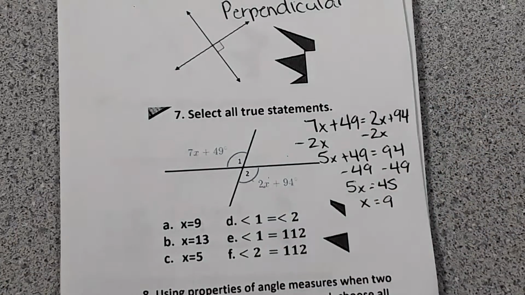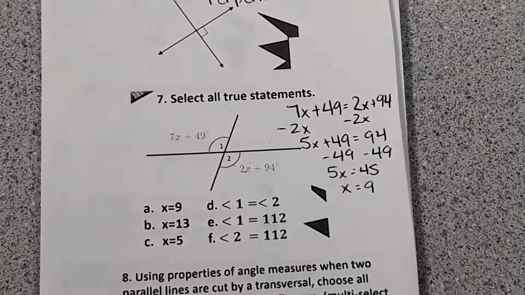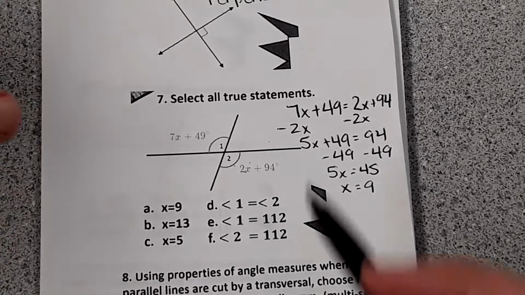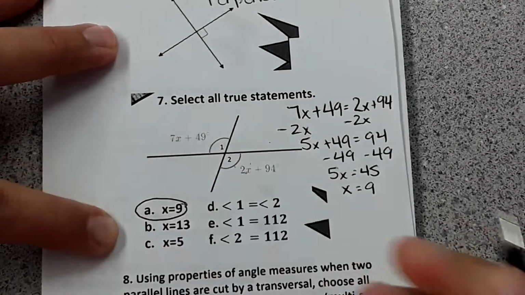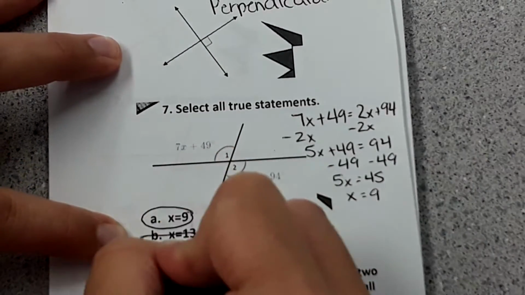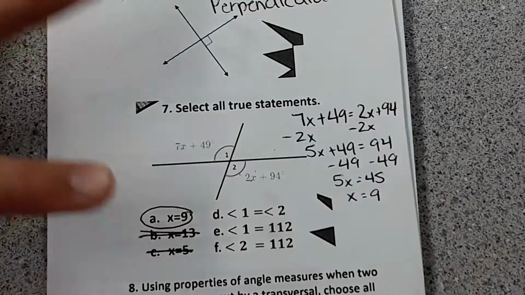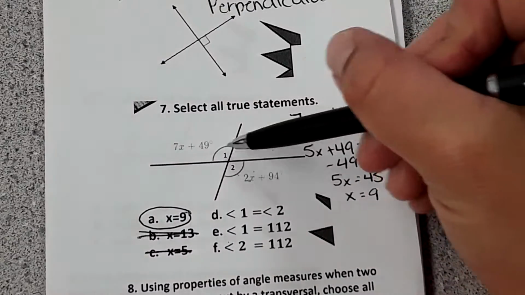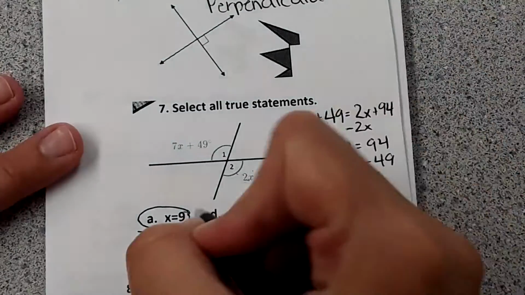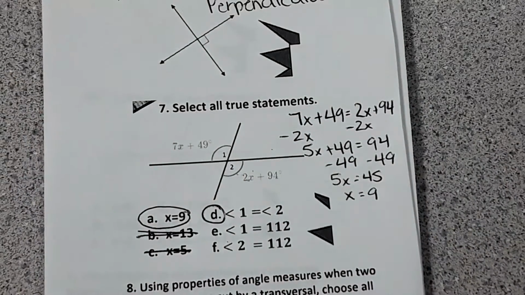And I get x equals 9. So looking at the answer choices, I see there is an answer choice x equals 9. It also means it can't be this. X can equal 13 and it can equal 5. I have 3 more things that I need to consider though. Answer choice D says angle 1 is equal to angle 2. That is correct. They are vertical angles, so that's also a correct answer.